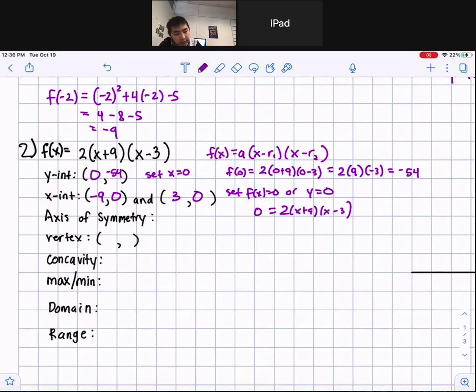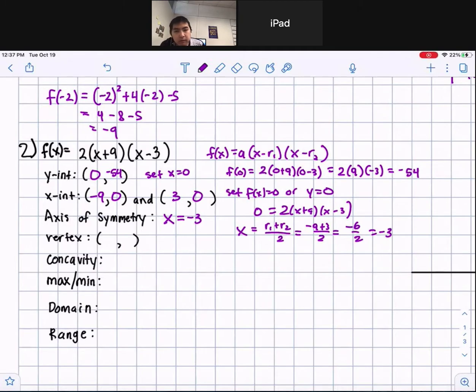Axis of symmetry. To find your axis of symmetry, you do x equals r1 plus r2, all divided by 2. R1 and R2, you guys, are your x-intercepts. It's not your factors. So -9 plus 3, all divided by 2. -6 over 2, which is -3. X equals -3.